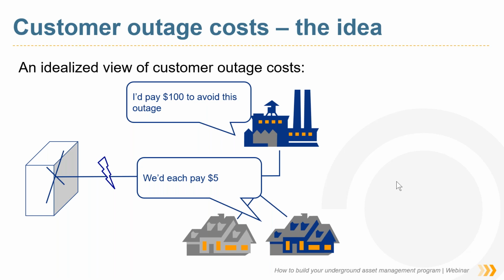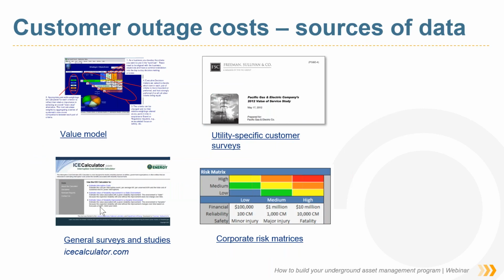And of course, you're never going to actually get this information this way. It's almost impossible to just go around and ask people this question and get an answer that you can work with. This is conceptually what you're after, but in order to get actual data, there are a few sources that utilities often turn to. I'm not going to go into these in a lot of detail, but I just wanted to mention some utilities have a value model that they use for prioritizing investments.